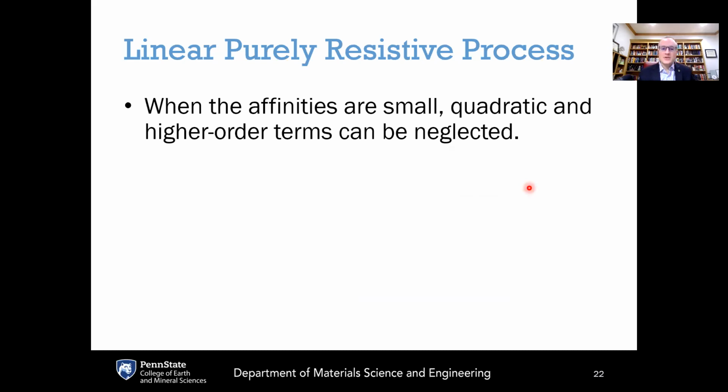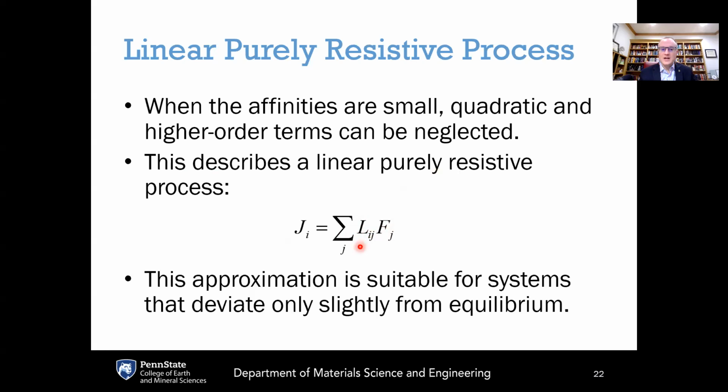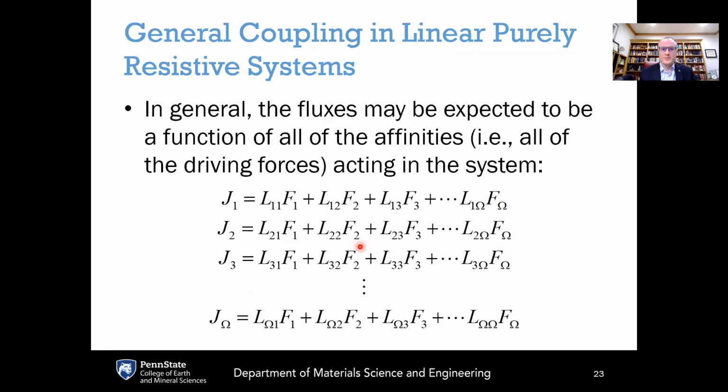When the affinities are small, quadratic and higher order terms of the Maclaurin series can be neglected, and this gives us now this linear relationship for a linear, purely resistive process, where J sub I, the flux in I, is now just summing up over all of these linear terms of each of the affinities F sub J and the corresponding kinetic coefficients L, I, J. This approximation is suitable for systems that deviate only slightly from equilibrium.